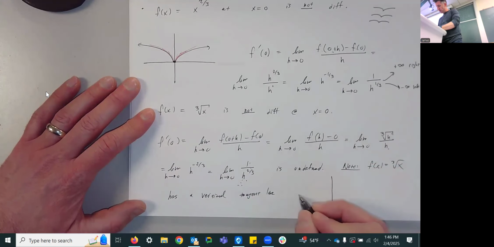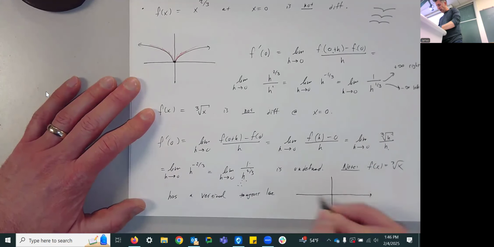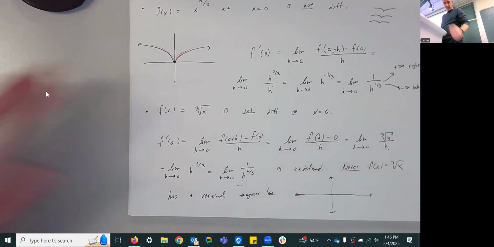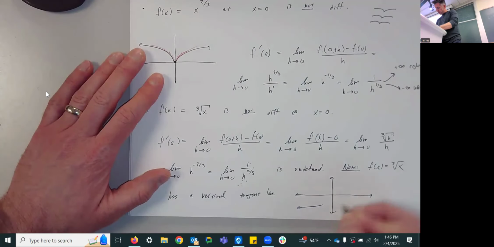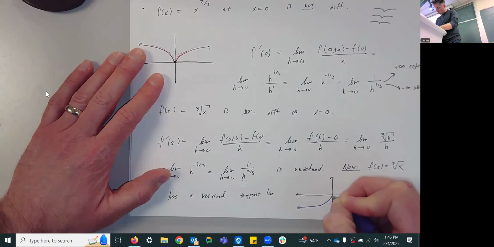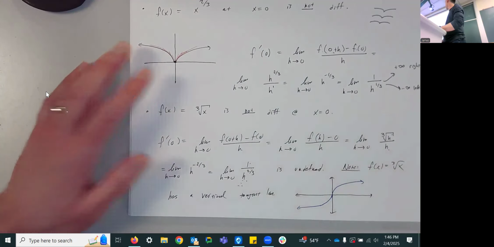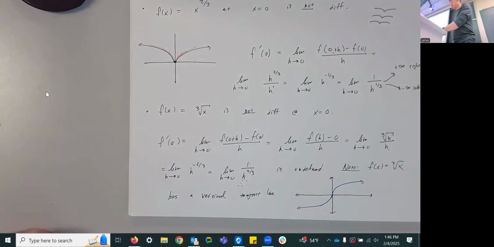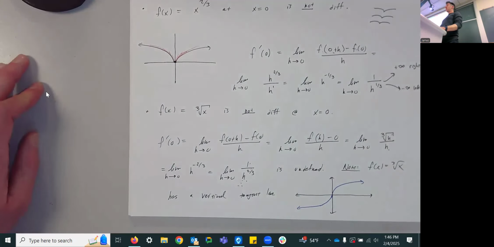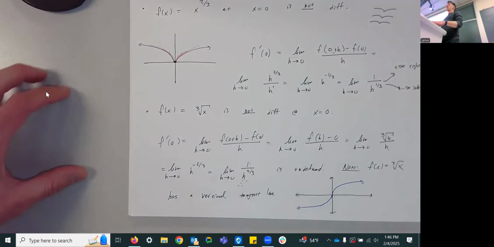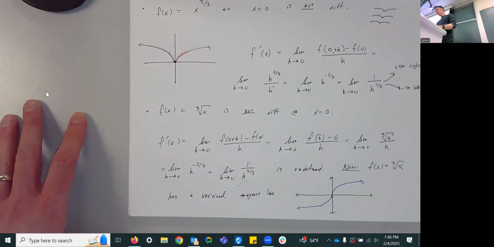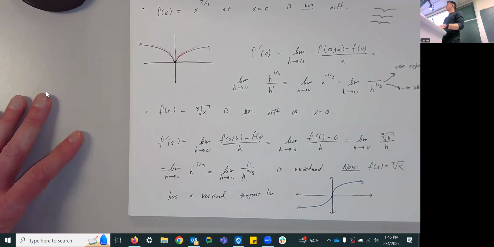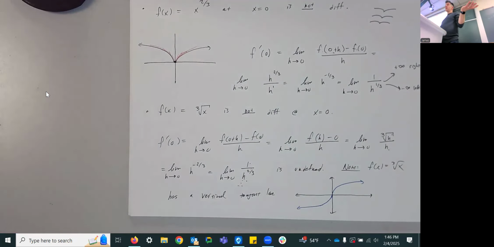And I'm going to try my best to draw it here. We'll see how this goes. I already drew the tangent line. It's the y-axis. And here's my cube root function, kind of like that. We definitely have a vertical tangent line there. Is the function differentiable at 0? No, because if you think about the derivative being the slope of the tangent line, what kind of slope does a vertical line have? Undefined, rise over run.